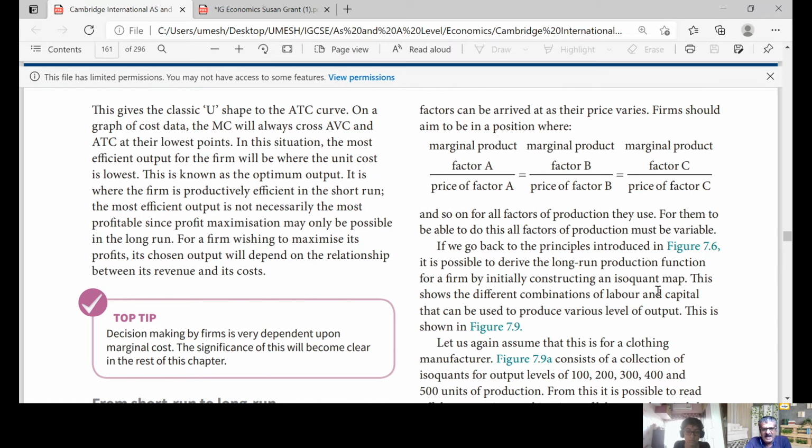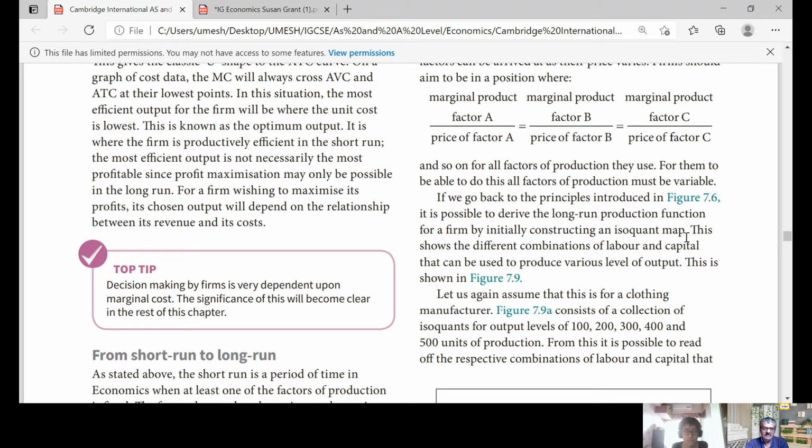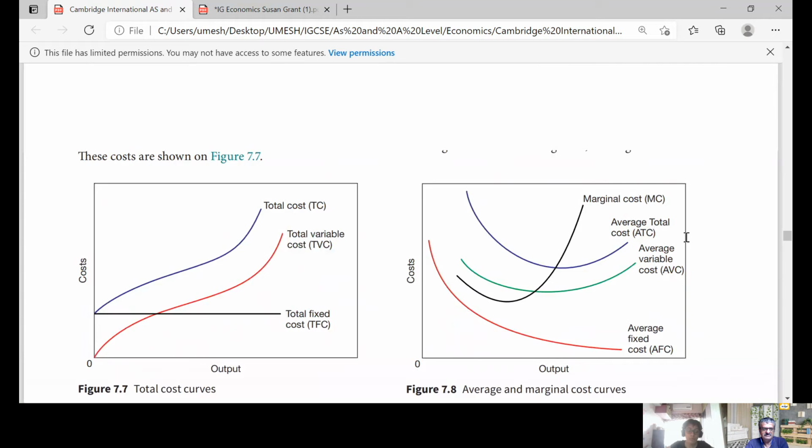If we go back to the principle introduced in figure 7.6, it is possible to derive the long run production function for a firm by initially constructing an isoquant map. Remember isoquant?